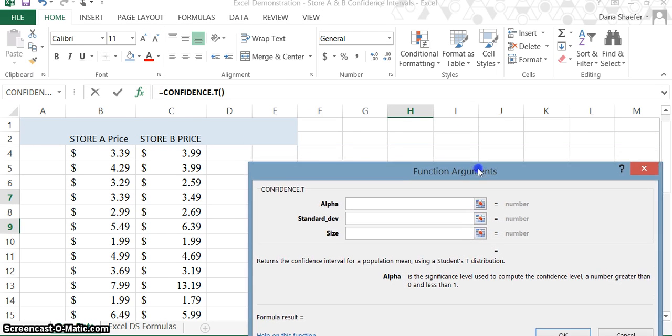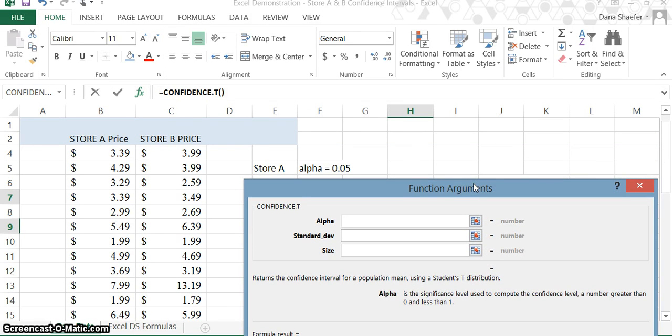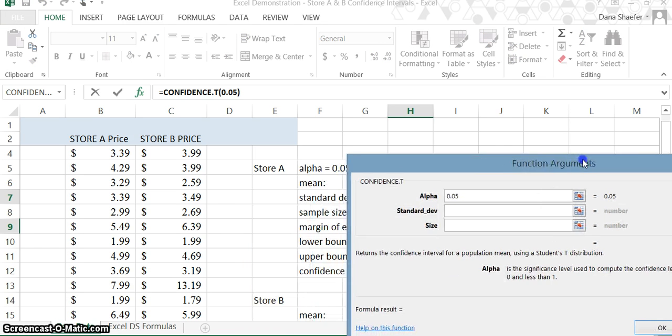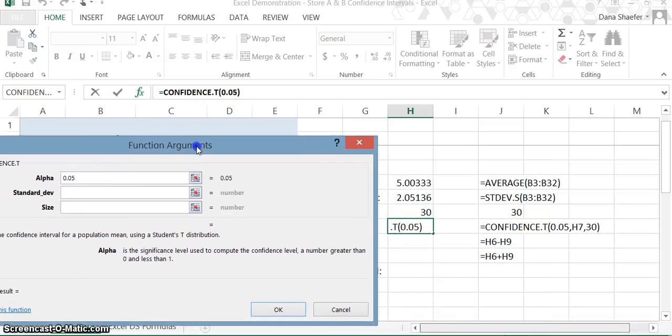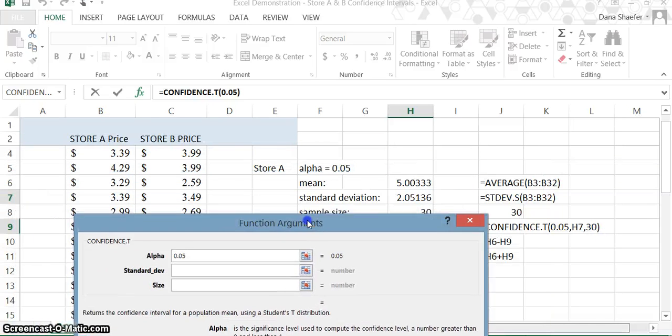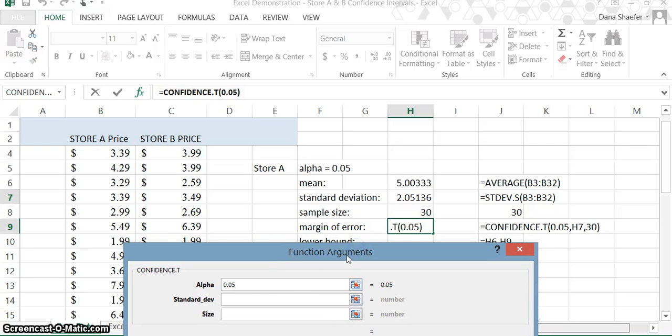And then it says, what is your alpha? My alpha is 0.05. What's the standard deviation? I'm trying to move this out of the way. Maybe down a little bit. So standard deviation comes next. So I'm going to click this.